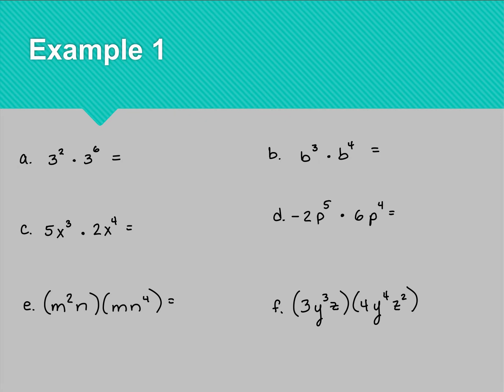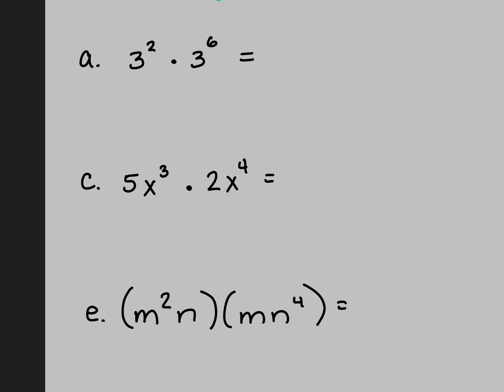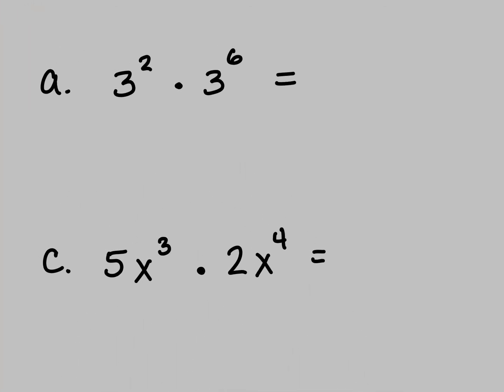It says example 1, but we have 6 examples on this page. So we're going to do A, C, and E. Just go straight down. So I have 3 to the 2nd power times 3 to the 6th power. My base is the same, so what do I do to the exponents? Add them. So it's 2 plus 6, 8. So this would be 3 to the 8th power.